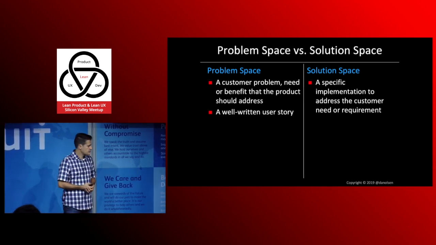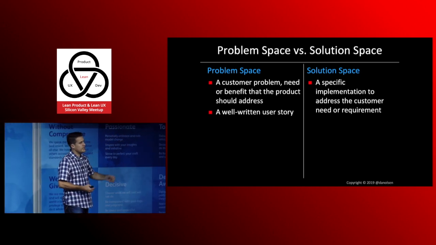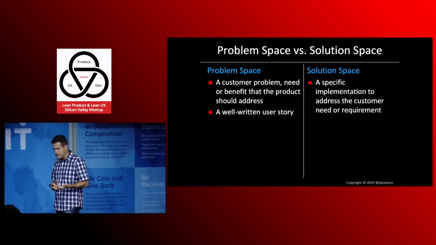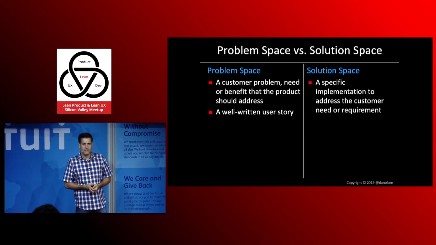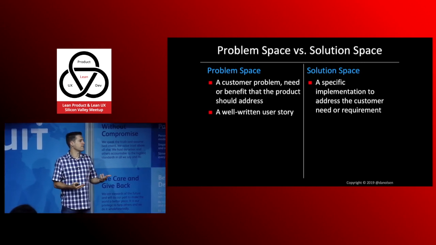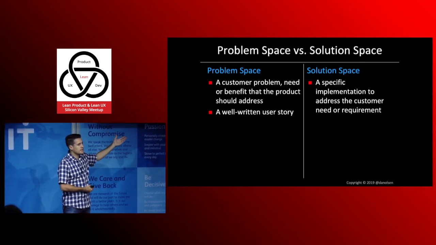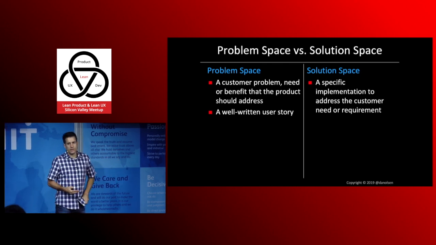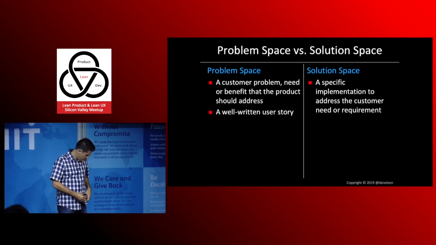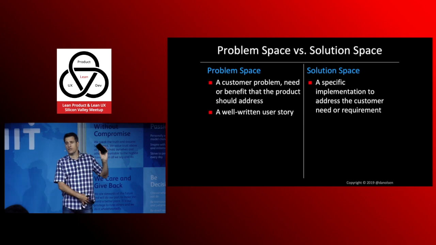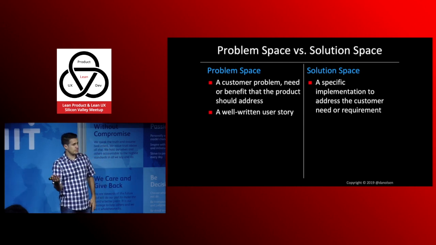Right? So if I said, hey, I want to make it easier for people to share photos with their friends, that statement, make it easier to share photos with your friends, is in the problem space. If the next thing I said is, yeah, I was working with my friend Rohan on a cool app, and we just launched it yesterday, that app would be in the solution space.